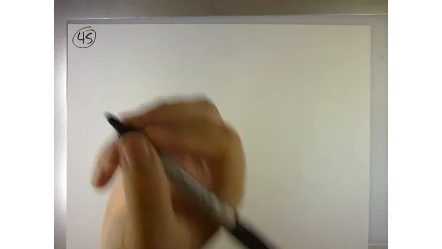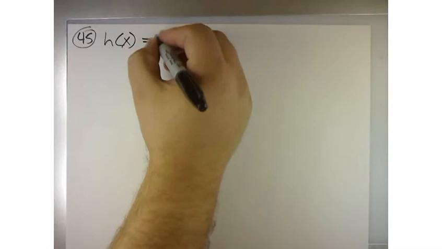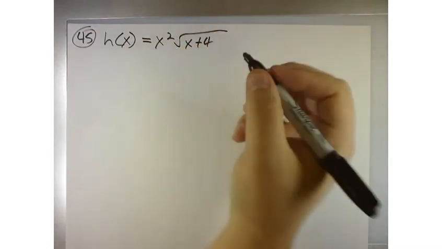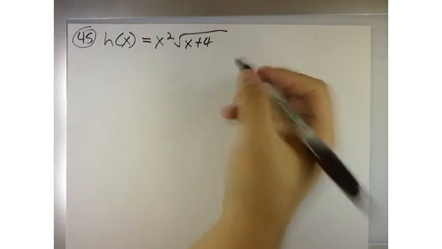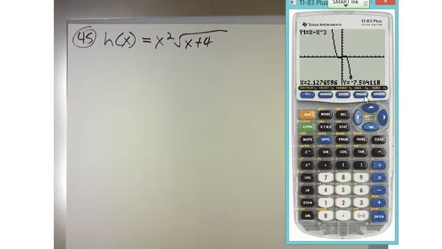Oh, there it is. So for problem number 45, they give us the equation h of x is equal to x squared times the square root of x plus 4. And they ask us, let me read the instructions, use the grapher to find the local minimum and local maximum values of x, and then give the values rounded to 2 decimal places. And so what they want us to do is find the minimum and maximums, both the x and y values. So I'm just going to plug this in the calculator, easy peasy.